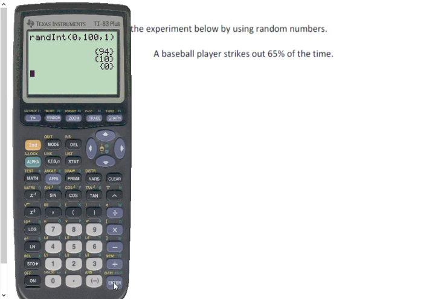That's a strike. Strike. Strike. Hit. Hit. Strike. Strike. Strike. Strike. Hit. So you see, this is spitting out random numbers. Whoops. Yeah, I put a period in there. That's spitting out numbers that are representing this situation. And your job is to simply describe that.